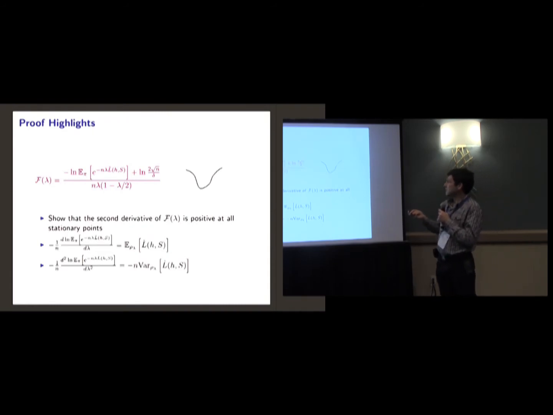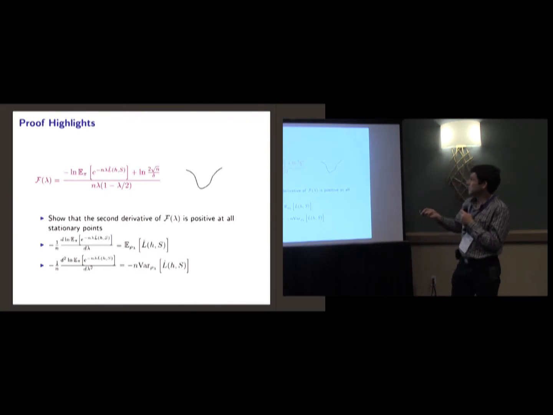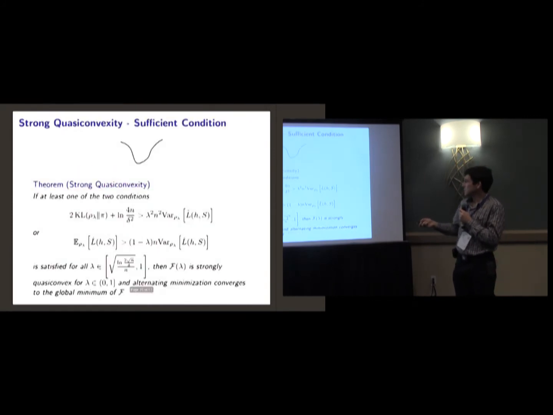Taking the second derivative of this function, the first derivative of this logarithm is actually the expectation of the empirical loss, and the second derivative is n times the variance of this loss. So this is where the expectation and the variance are coming in. Just a slide back: the condition is that the variance is bounded by either the KL plus the logarithm term or bounded by the expectation.